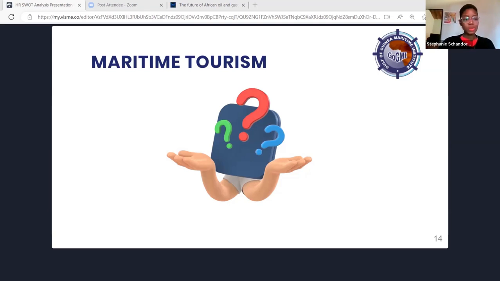So, can anyone just quickly tell me why maritime tourism is so important? Maybe just unmute and speak if you can, or you could drop it in the chat if for some reason you can't speak. So otherwise, the floor is open. What makes this sector so unique? What makes maritime tourism such a unique sector?